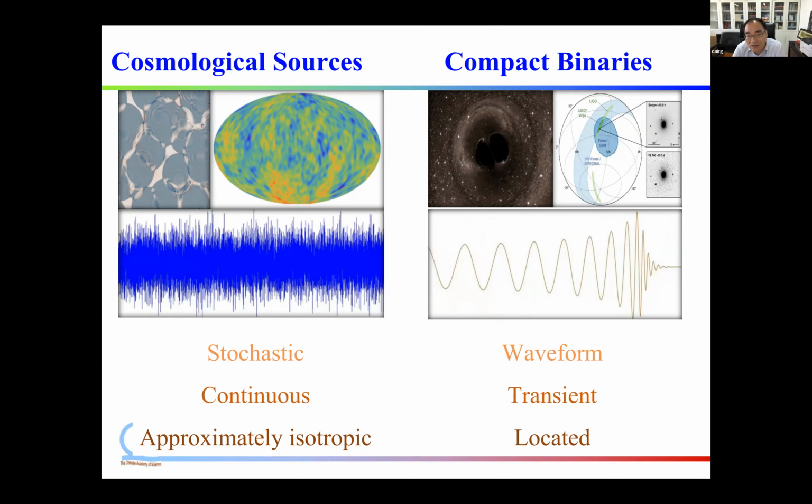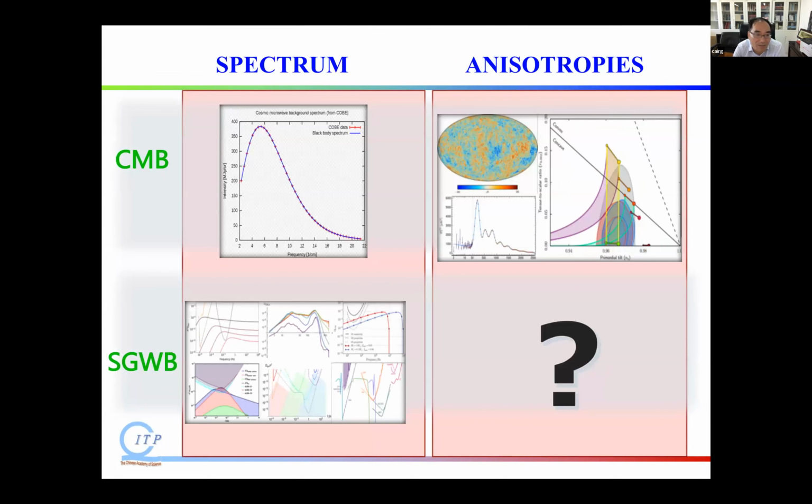And the source could be a point, which means the location could be clear in the universe. And as you know, the CMB is now the most precise probe of the universe. For the CMB, we have the spectrum, which is very clear, the Planck spectrum. On the other hand, the anisotropies of the CMB, I mean the fluctuations, could provide us more information than the spectrum. As you see from the right-hand figure, we can distinguish different models of inflation.